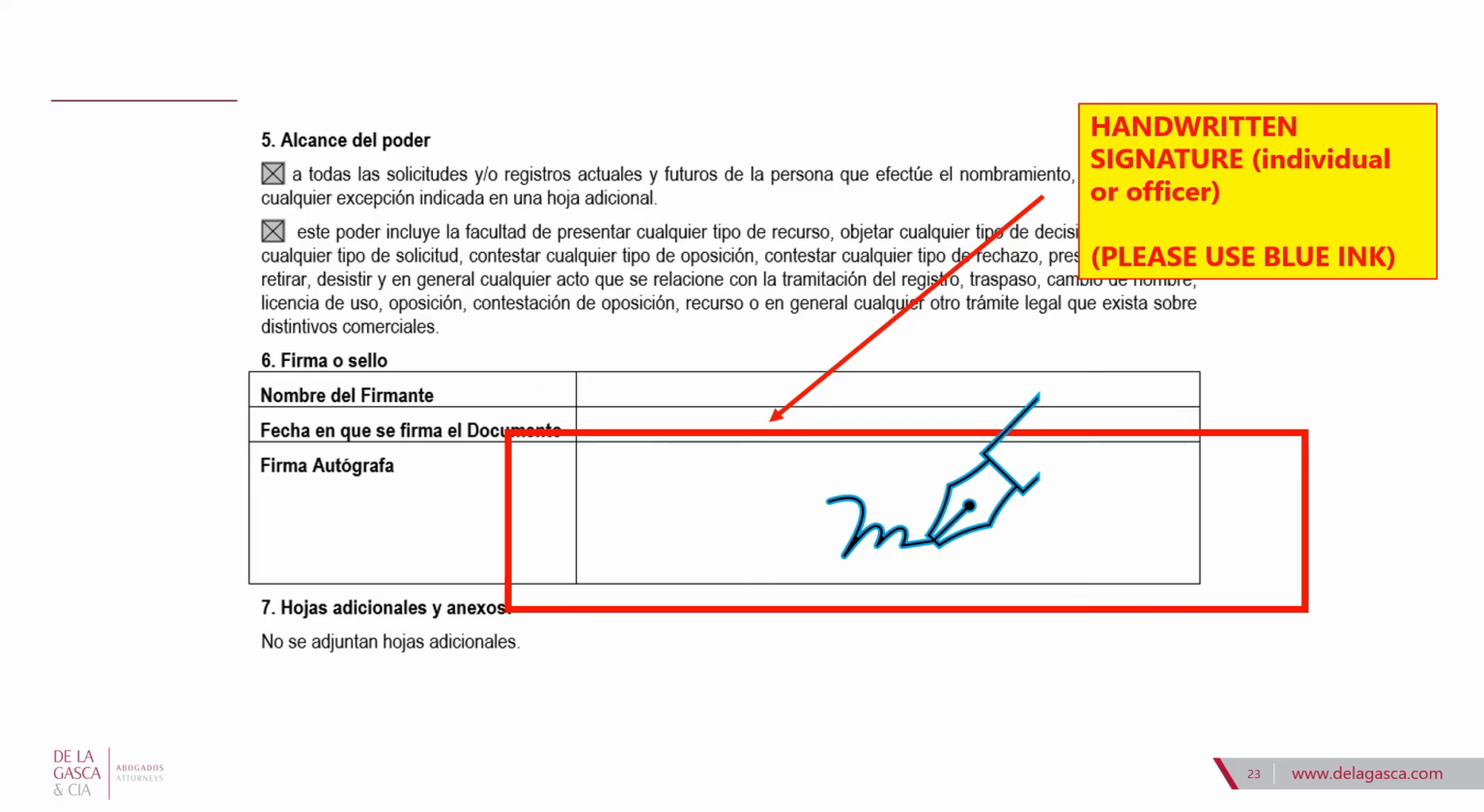Once the document is printed, you are required to sign in section number 6. A handwritten signature is required. Please use blue ink, and please do not substitute it for a seal, facsimile, or any other kind of signature other than a handwritten signature.